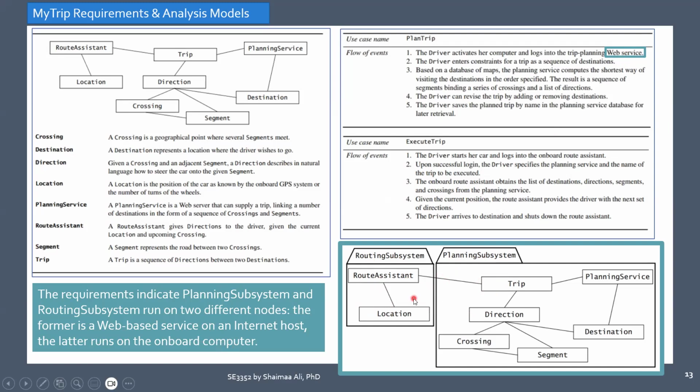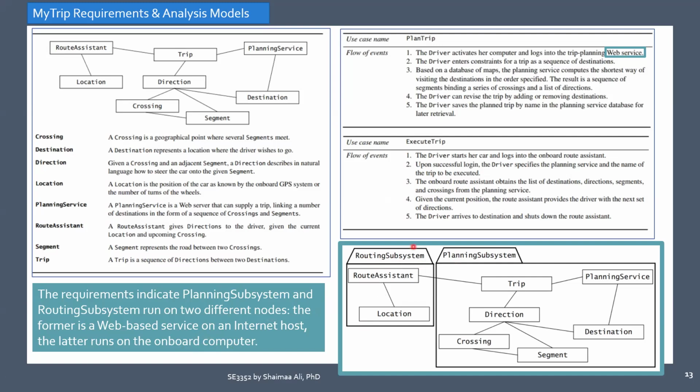Now we can map this to something we are familiar with. Think about Google Maps or Apple Maps on your smartphone. We can think of the phone itself as the onboard computer, and the map would be similar to the routing subsystem. Then this map would need to connect to the server, and the server will do the calculation and all that through the internet.